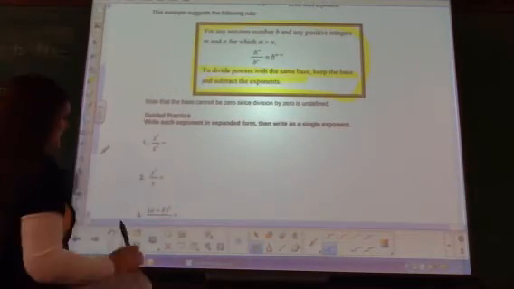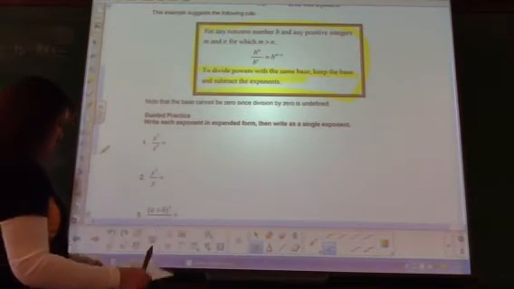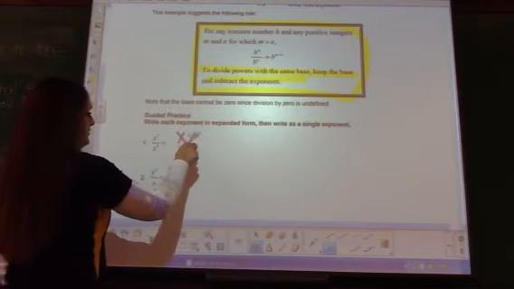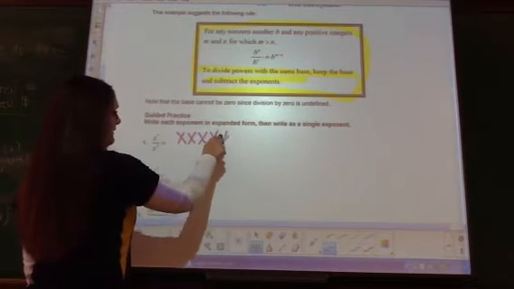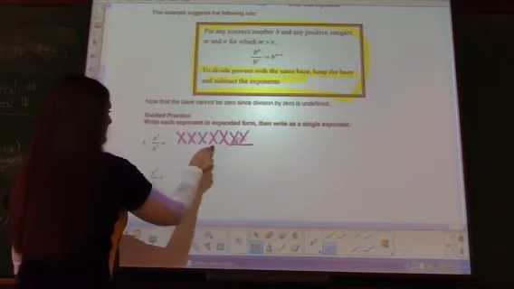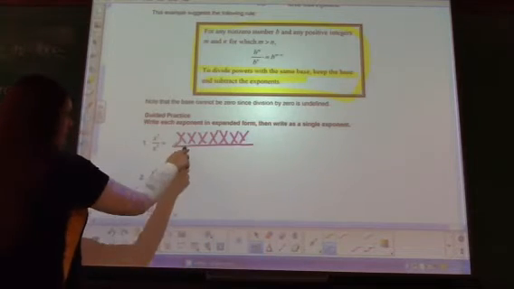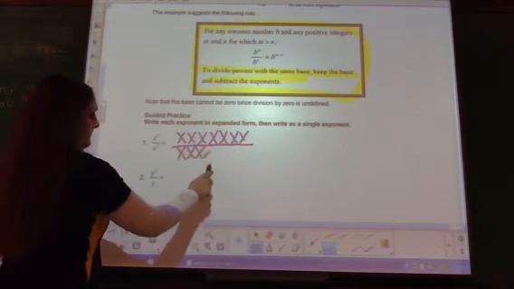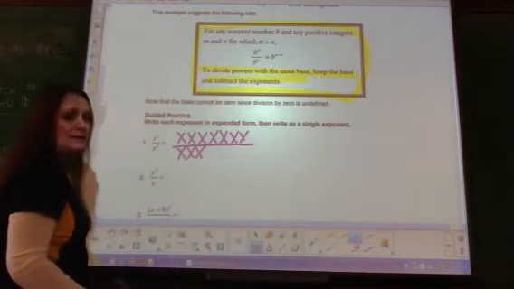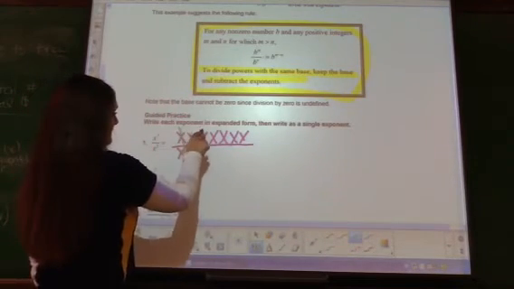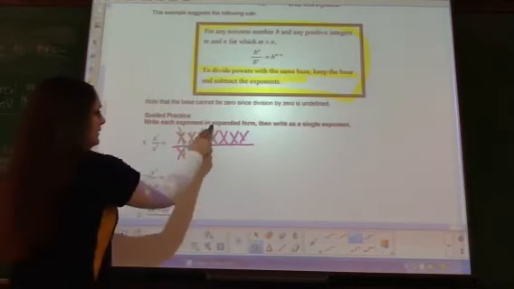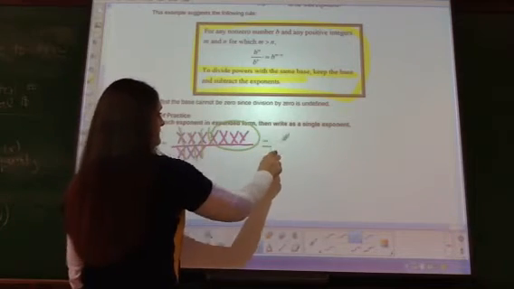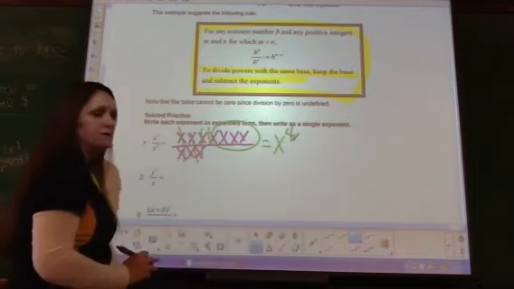So if we look at our first example, we have x to the 7th, 1, 2, 3, 4, 5, 6, 7, over x to the 3rd. Then we can look at how we cancel these off. What you're left with is your answer.